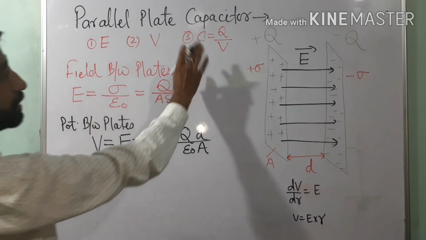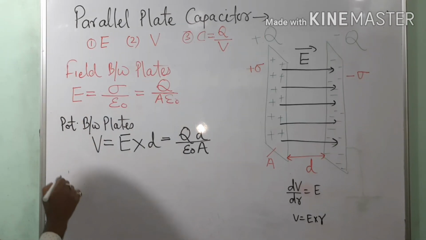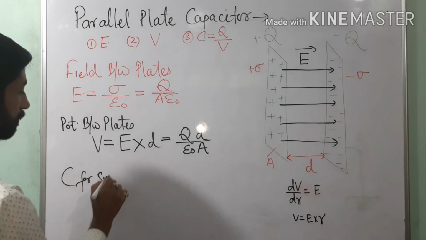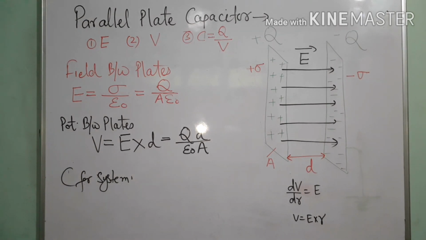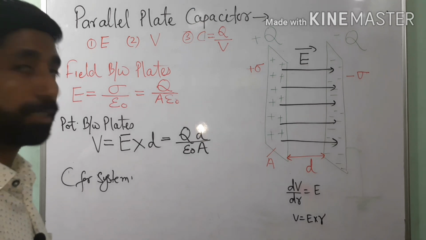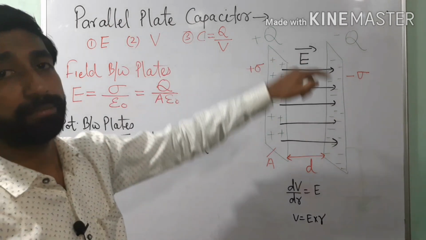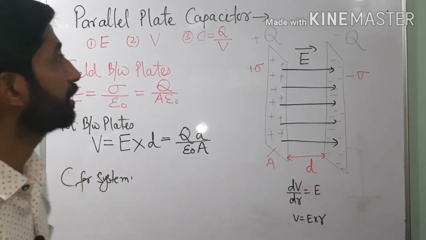And the third step is C. So now the capacitance of the system, the C for the system, is according to this formula. You must be getting how much charge we have given. The charge is Q. The plus Q, minus Q does not matter. Only take the magnitude, that is Q.